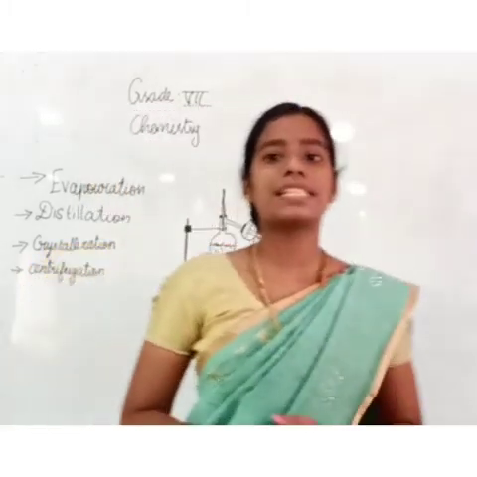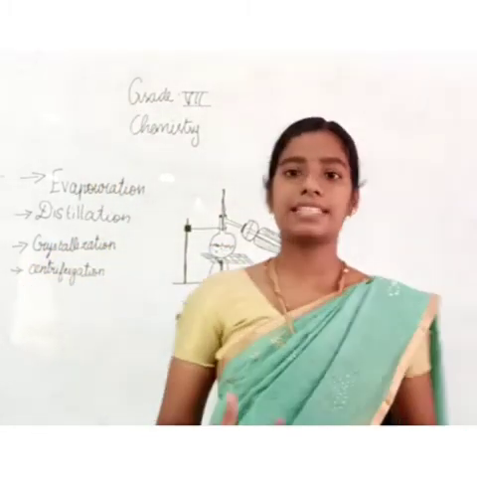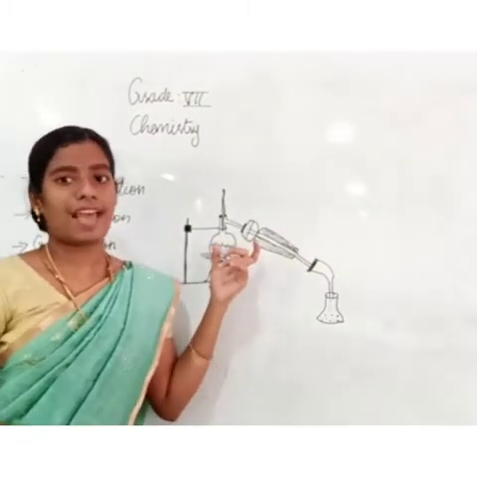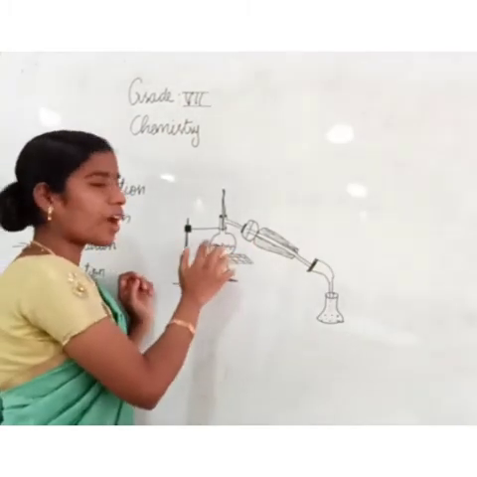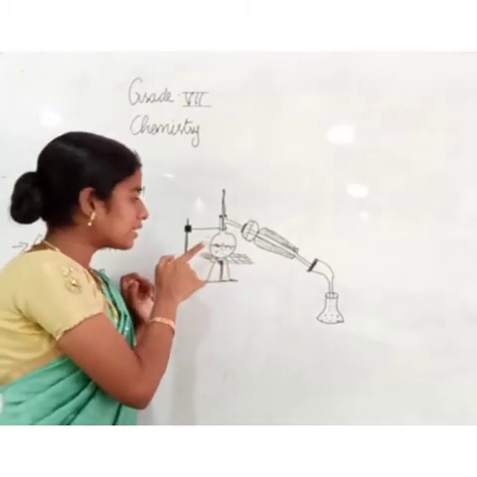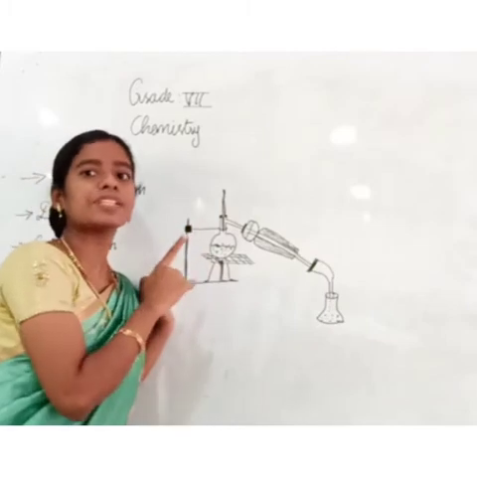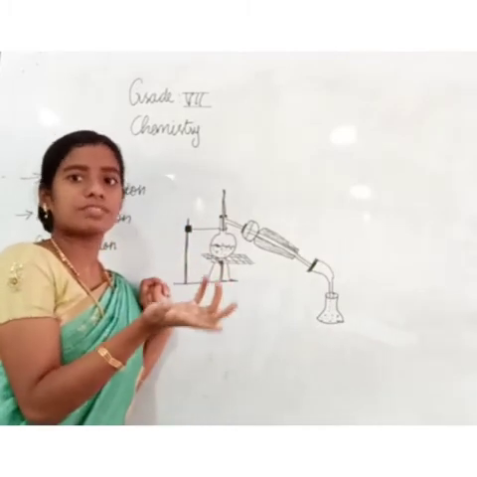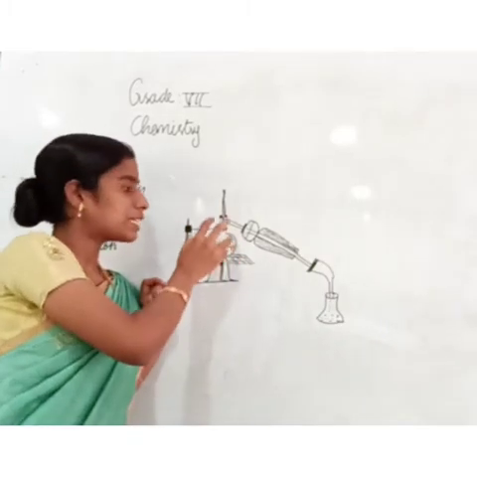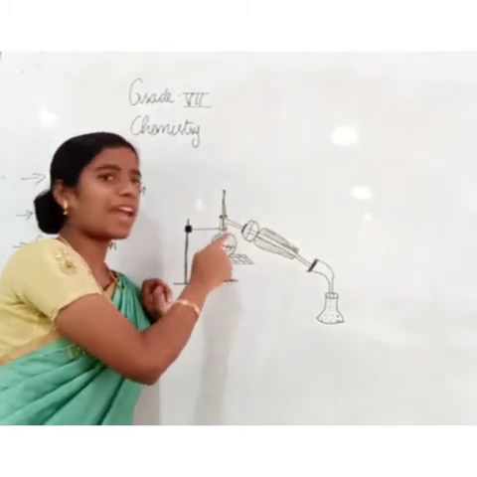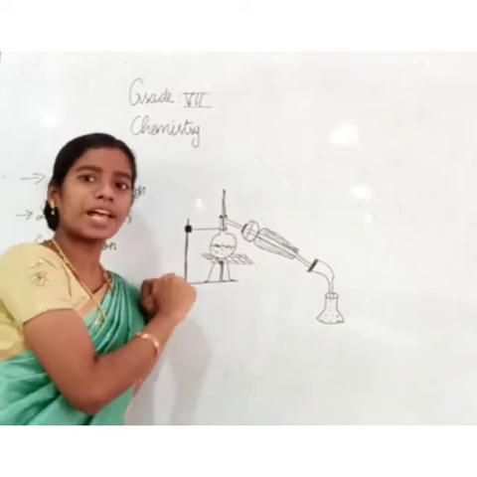How can we perform this distillation? We can see an example. Take a round bottom flask. This is a round bottom flask. In this round bottom flask, we have to take the mixture. Mixture means that may be sugar solution. The same sugar solution we can take. The mixture should be taken in this round bottom flask. Why is it called a round bottom flask?